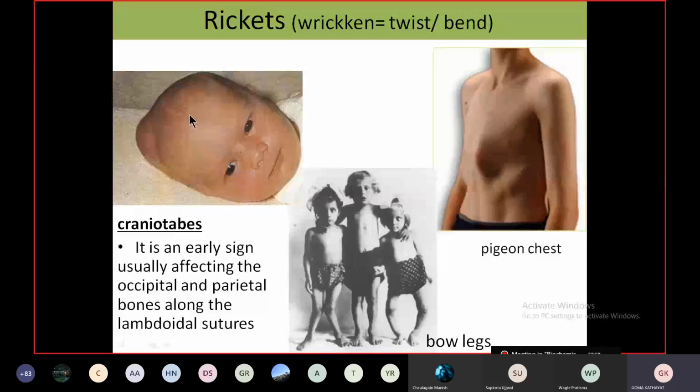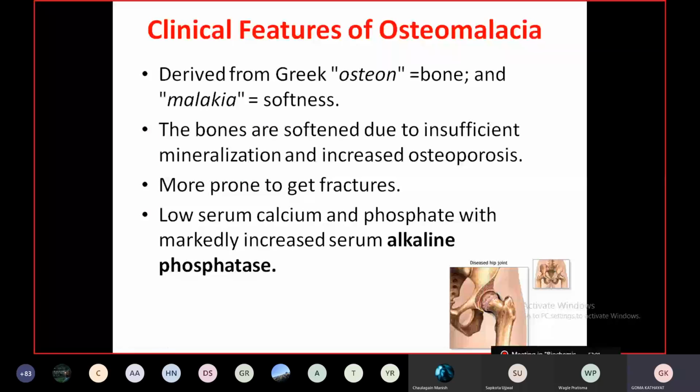Now coming to the clinical feature of osteomalacia, it is derived from the Greek word osteon, that is bone, and malakia is softness. The bones are softened due to insufficient mineralization and increased osteoporosis. Because of the osteoporosis, the bone is more likely to get fractures. There is a low level of serum calcium and phosphate, as well as an increased level of alkaline phosphatase, as in the case of rickets.